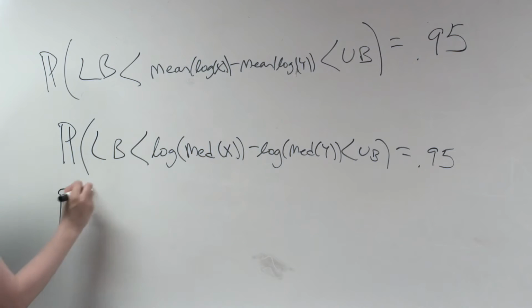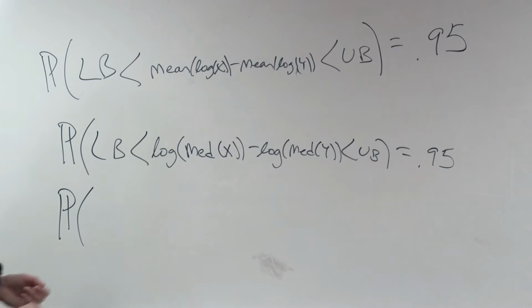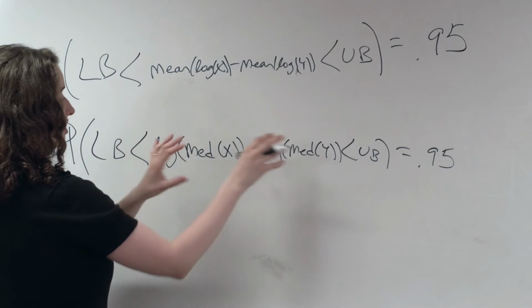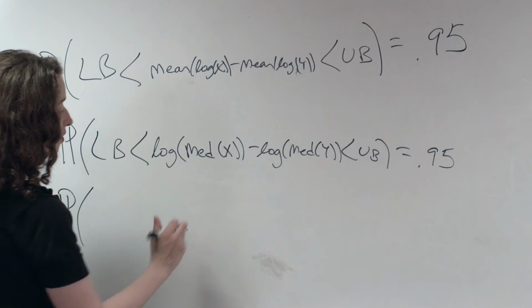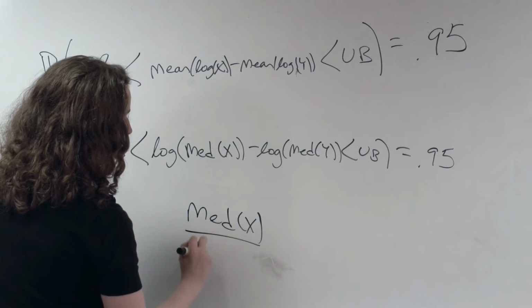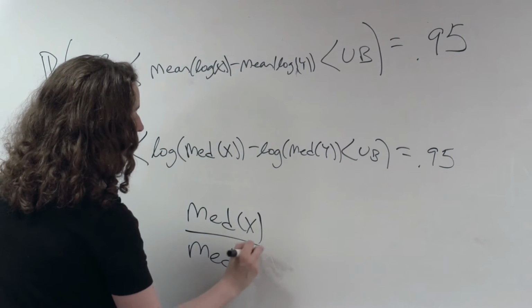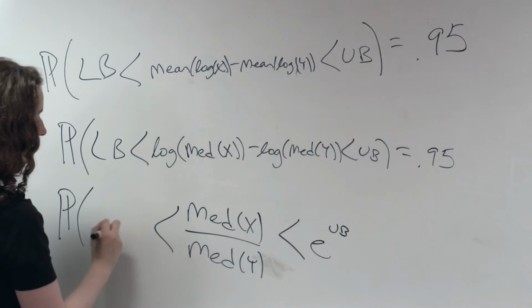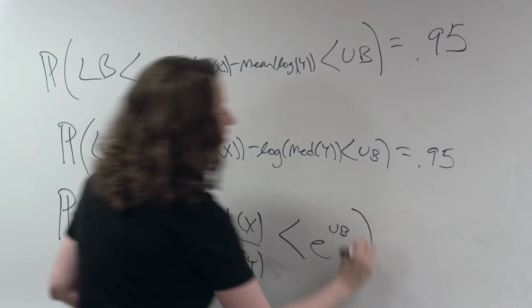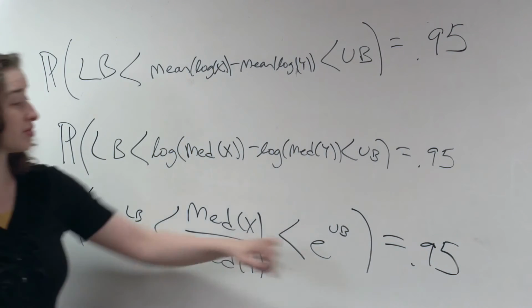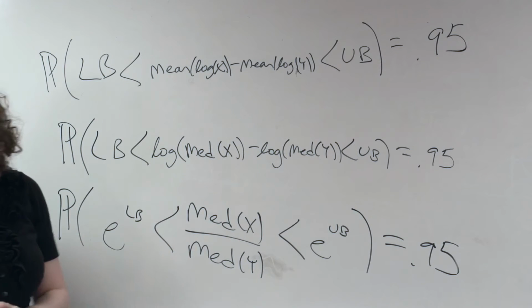Okay. And now if I want to, I can do the same thing to each part of this inequality. Specifically, I could take e raised to the power of each of the parts of this quantity. And we just showed that if you take e to the log of median x over median y, what you get is the median of x divided by the median of y. But if I also take e to the upper bound and e to the lower bound, then what I've achieved is a new confidence interval with new upper and lower bounds for the ratio of the medians.